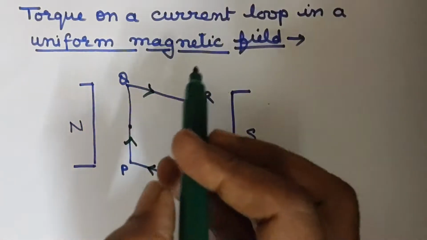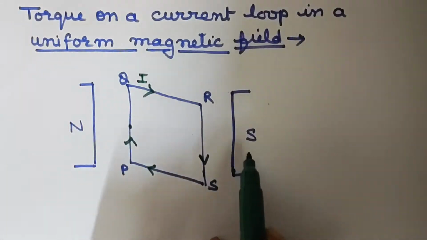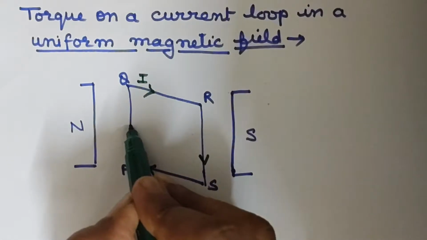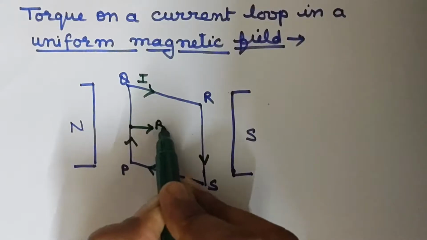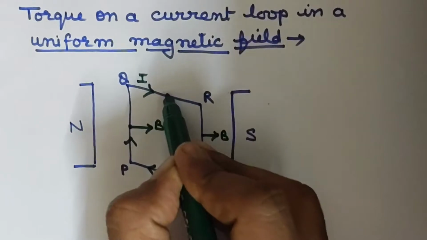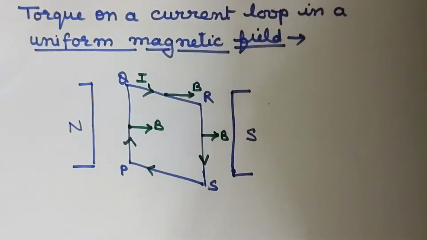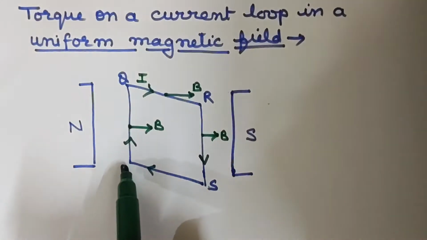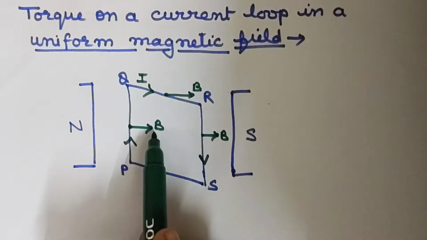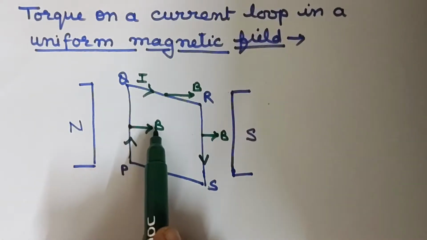So this is current I and magnetic field, because this is north pole and this one is south pole, so north to south direction of magnetic field is this B. At this point this is B, at this point this will be like B. This is the direction of magnetic field. Now when a current carrying wire PQ is placed in magnetic field B, then what happens? It experiences a force. Direction of current is this, magnetic field is this.